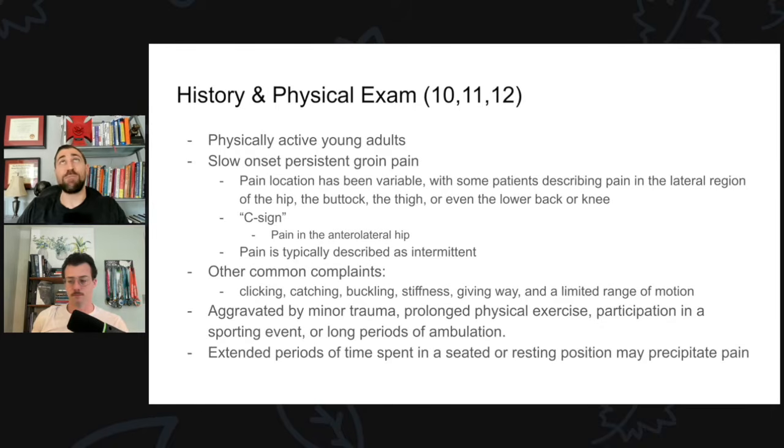So if you have a hip labral tear, a lot of these folks, it hurts when the leg comes behind you into extension. It stretches the anterior labrum that's potentially torn, and that can be aggravating.